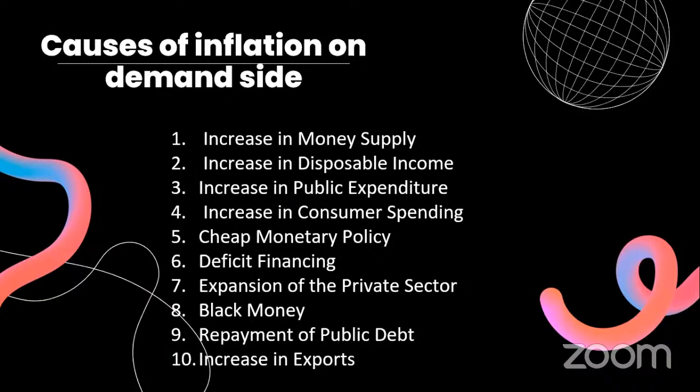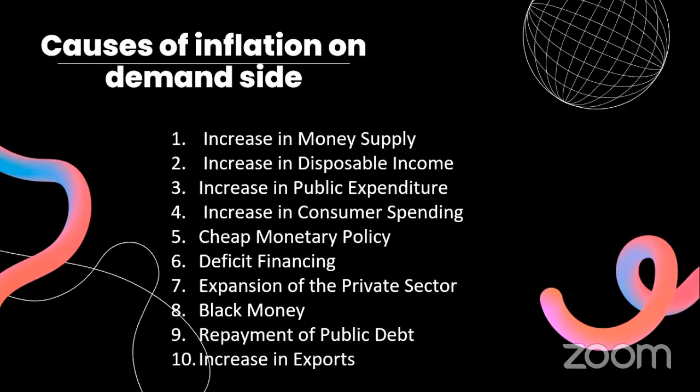Consumers may spend more due to the conspicuous consumption or demonstration effect. They may also spend more when they are given credit facilities to buy on hire purchase or installment basis. Fifth is cheap monetary policy. Cheap monetary policy, or the policy of credit expansion, also leads to an increase in the money supply, which raises the demand for goods and services in the economy.